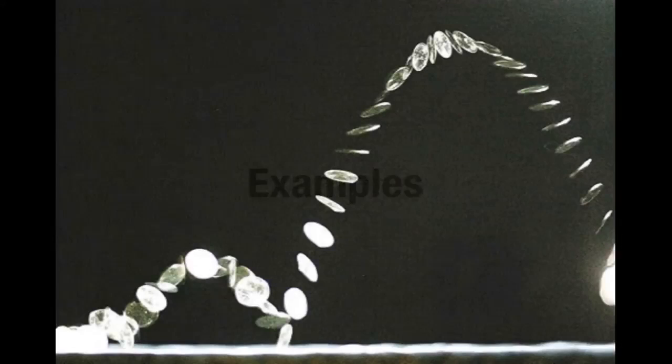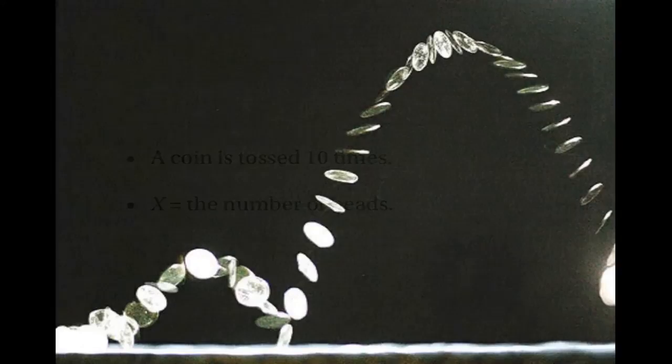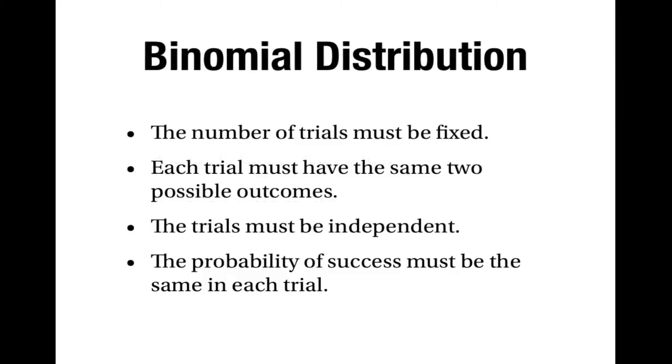Okay, I want to look at some examples to help you understand these criteria. My first example has to do with tossing a coin. Suppose that we toss a coin 10 times and we're interested in the number of heads. Let's go through the criteria and see whether they apply. Well, first of all, the number of trials is definitely fixed because we said that we would toss the coin 10 times.